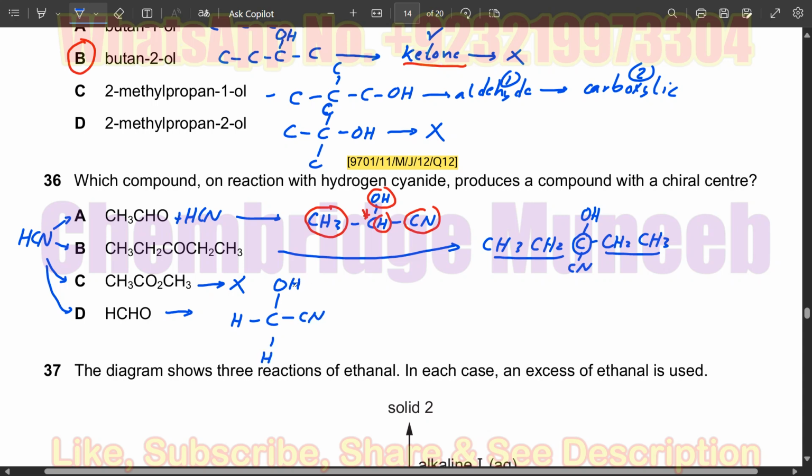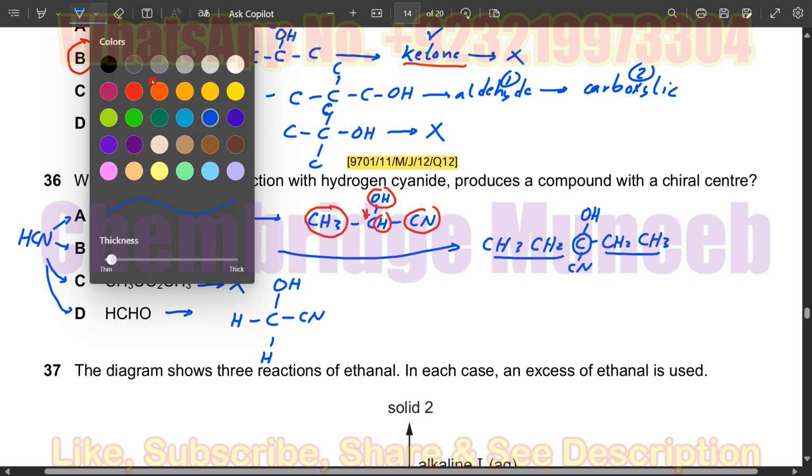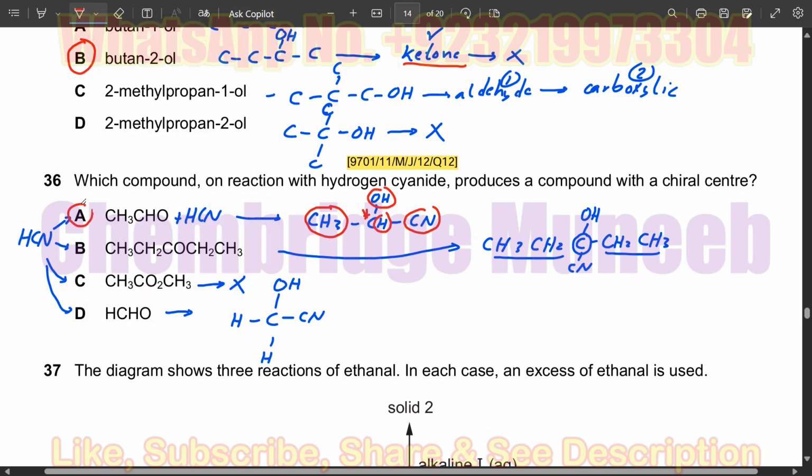And this carbon doesn't have any chiral center. So the right option is only A option.